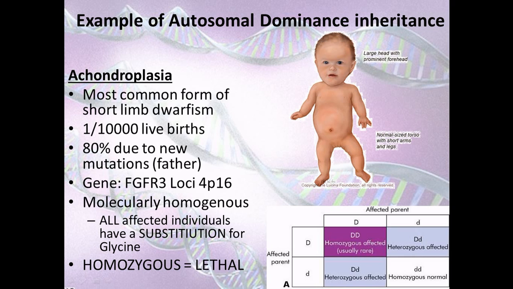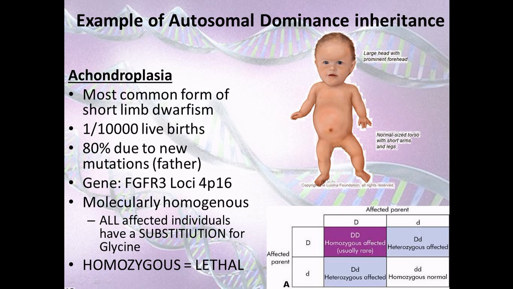So here are a couple of examples. First, achondroplasia. The name itself means without cartilage growth. It's the most common form of short-limb dwarfism. There are about 250 types of dwarfism out there, but this is the most common one. What's interesting about it is that it's about 1 in 10,000 live births. It doesn't always have to be passed down from generation to generation in a hereditary fashion. It can actually be caused by mutation.